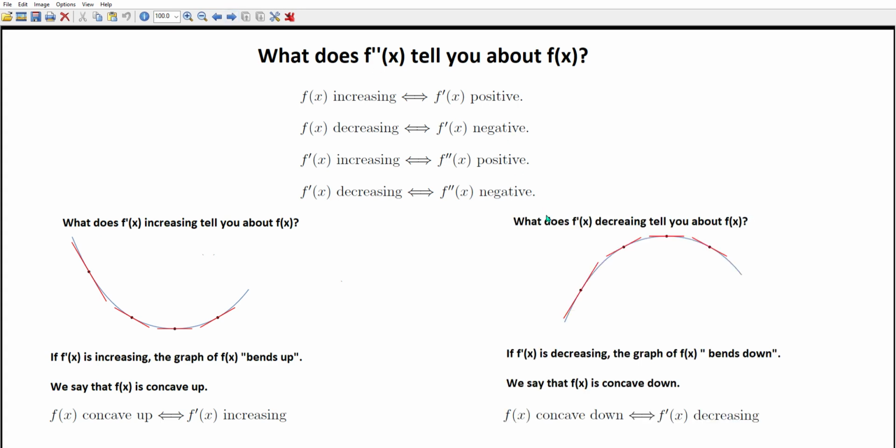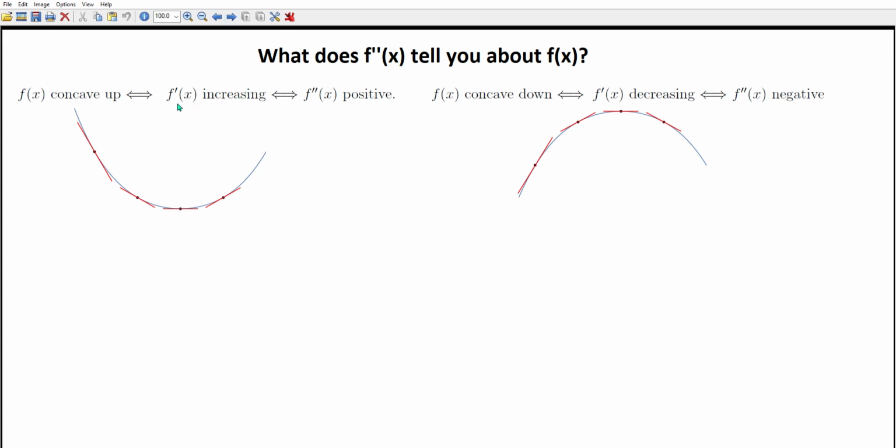Now, what about f prime decreasing? Well, here's a picture. Positive, less positive, 0, negative. So here's a picture of a graph where f prime, the slope of the tangents, decreases. And what you can see is that this graph bends down. We use that same language. We say f of x is concave down, and f of x is concave down exactly when f prime is decreasing.